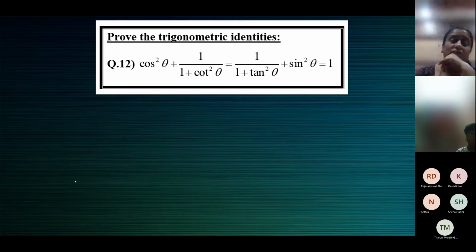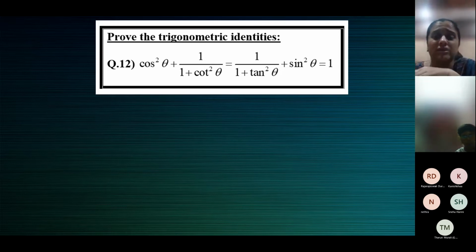Sometimes when the RHS is also very elaborate, then maybe you have to work the LHS and the RHS and show that they are equal. That's another way of working.